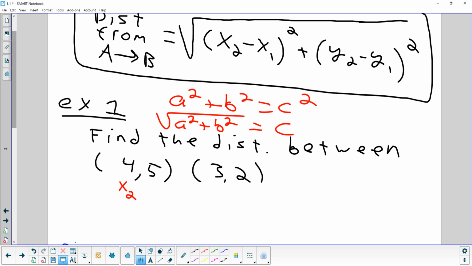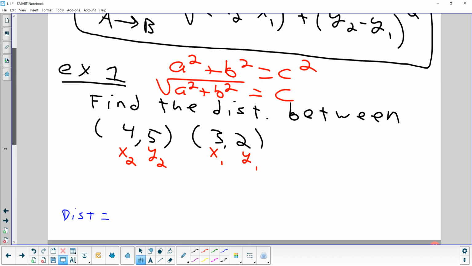What's the 5 now? Y2. That has to be y2. And that has to be x1 and y1. If you wanted to make the 4 x1, that would have been fine. But then the 5 would have had to be y1. All right, so let's fill those numbers in and see what we get.